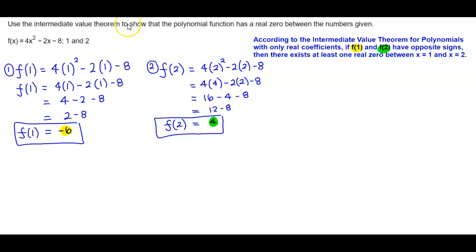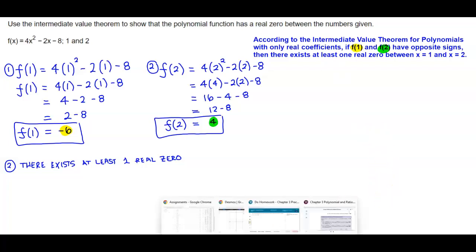So we're going to say that there exists at least one real zero. And again, at least one real zero. What that means is there's a zero that crosses the x-axis. But let's go ahead and put our answer in first.